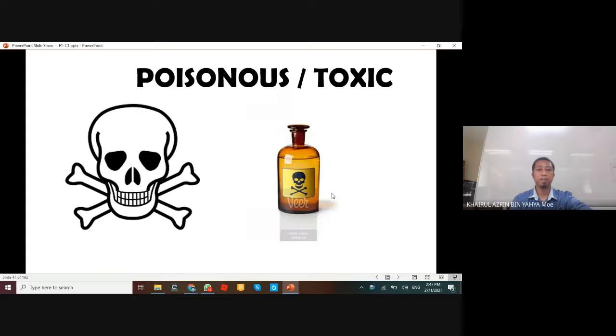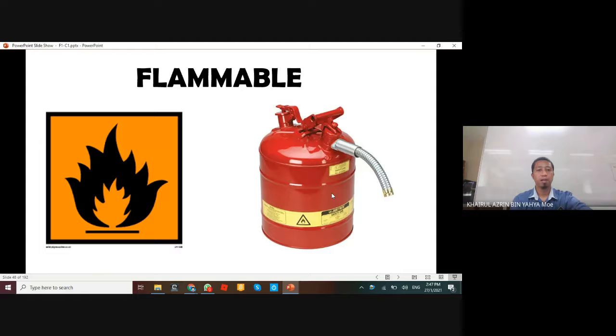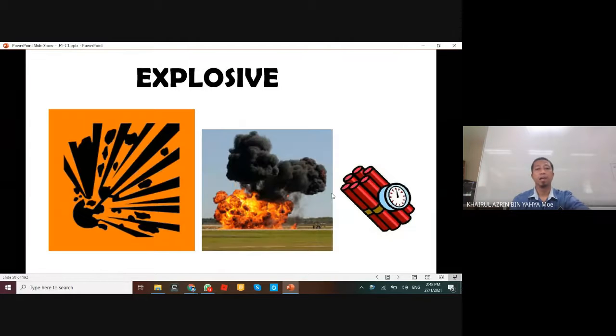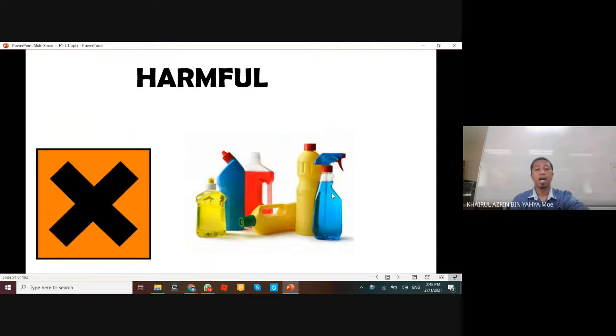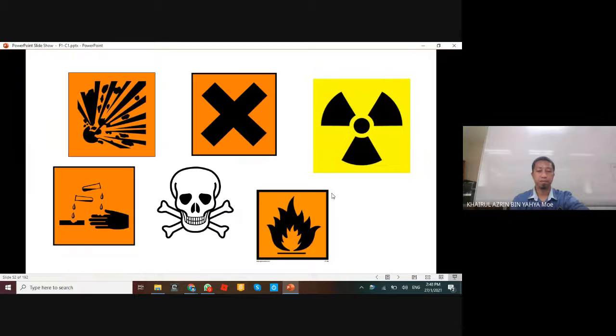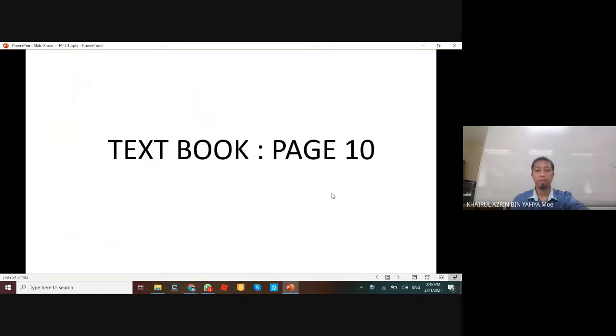Hazard warning symbols. This is poisonous or toxic. This is flammable, mudah terbakar. Corrosive, mengakis. See the hand, maybe got acid on the hand. And then explosive, bomb. Harmful, radioactive. These are some of the symbols.